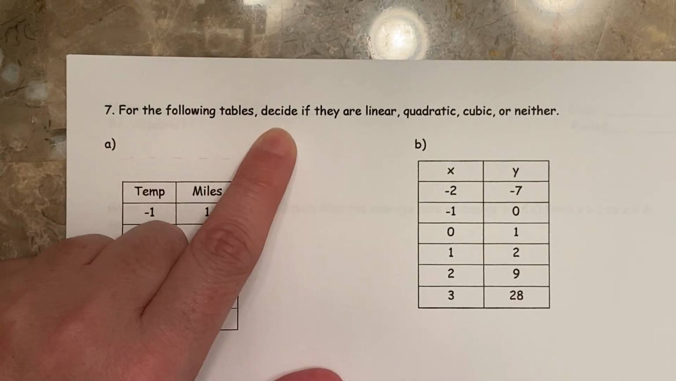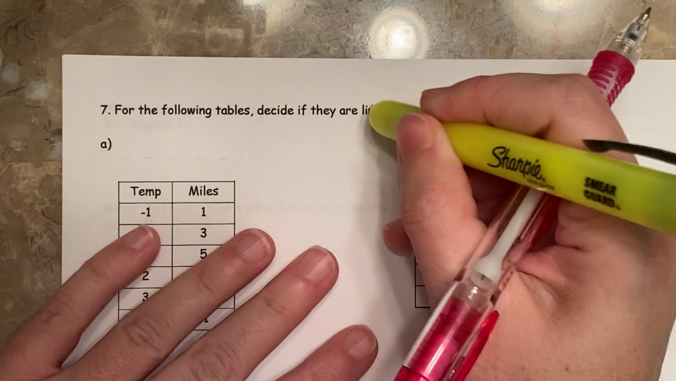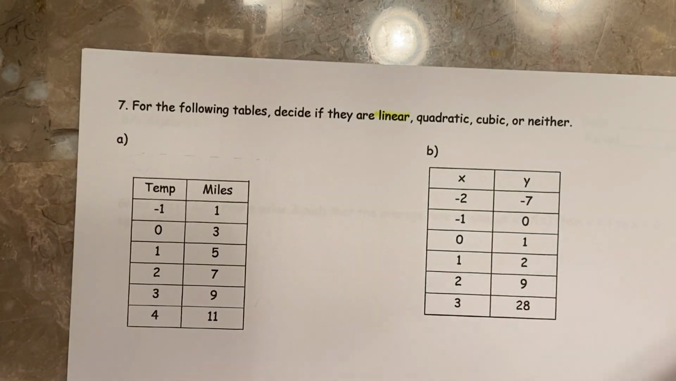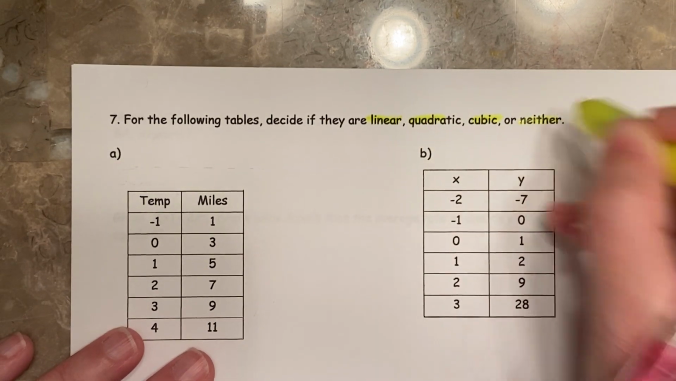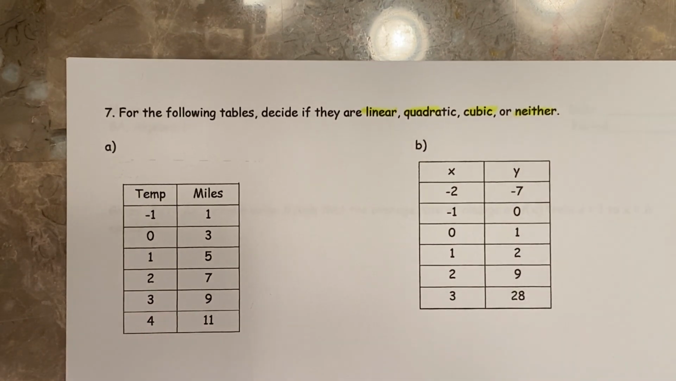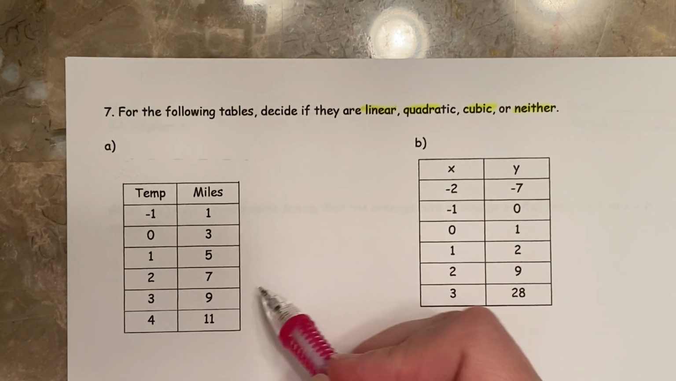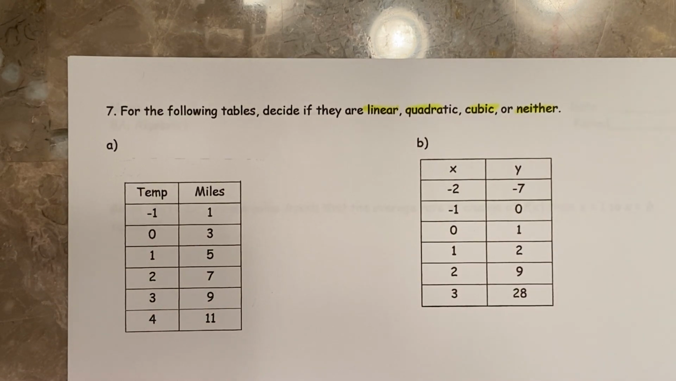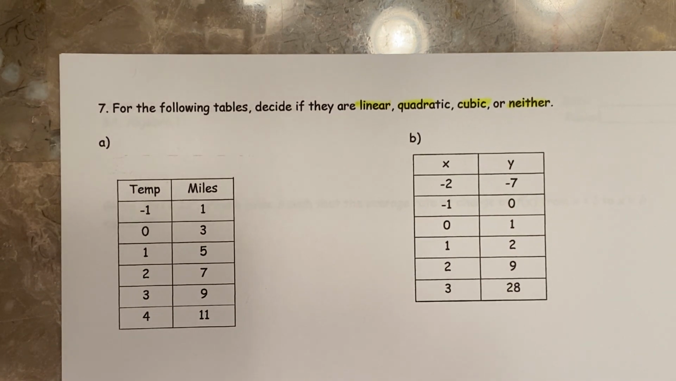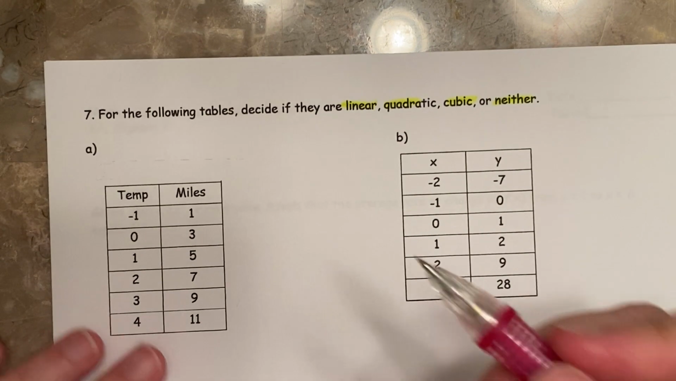So for the following tables, decide if they are linear, that's the one we just did. Again, that was constant rate of change. But now we're adding in quadratic, cubic, and neither. So we're going to basically do that same concept we just did with the counting on the side and making fractions and stuff like that. But it's just going to be a little bit more complicated because we have quadratics and cubics.